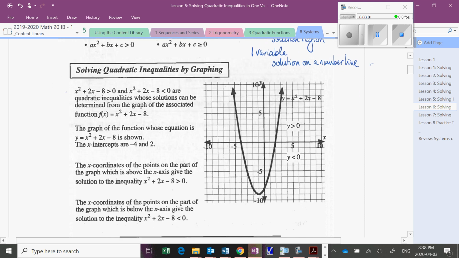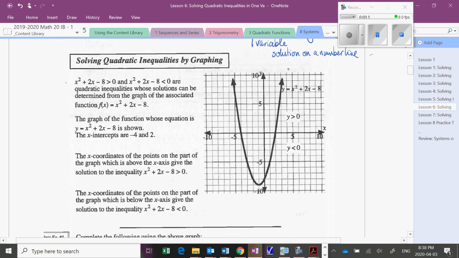So here's the graph. They've graphed y equals x squared plus 2x minus 8. They've graphed that quadratic function for us. The graph of the function whose equation is y equals x squared plus 2x minus 8 is shown. The x-intercepts are -4 right here, and this is 2. And that of course is when y equals 0.